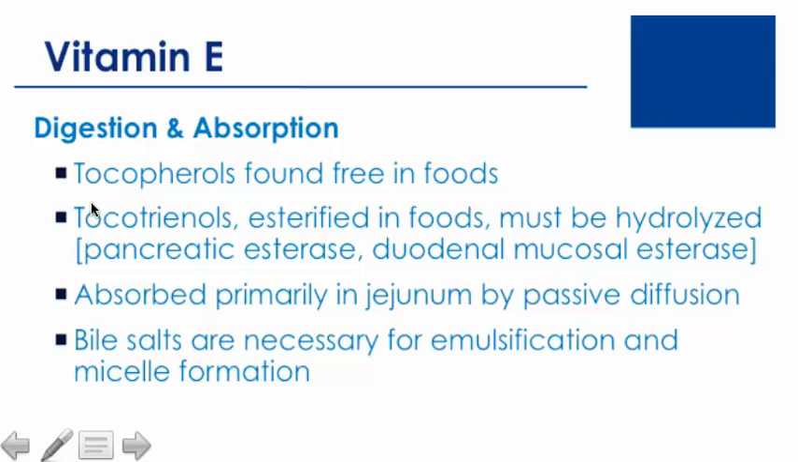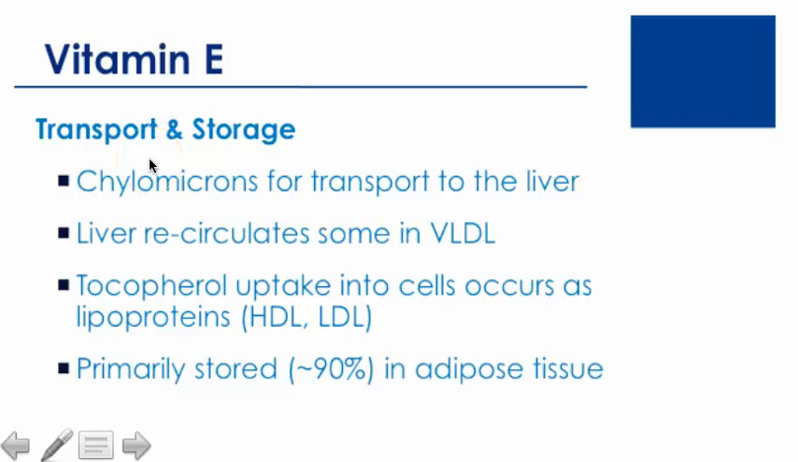Just like the other fat-soluble vitamins, the tocotrienols and the tocopherols, so these forms of vitamin E, when in the free form, will then be incorporated into micelles with other lipid components and then absorbed by passive diffusion through the brush border membrane. Once in the enterocyte, the vitamin E with other lipid components will form chylomicrons. The chylomicrons will exit the enterocyte and enter lymphatic circulation. After being transported through lymphatic circulation, it will be transported in the bloodstream to the liver. We see that the liver will recirculate the vitamin E in the VLDL and other lipoproteins for tissue uptake by various cells throughout the body.